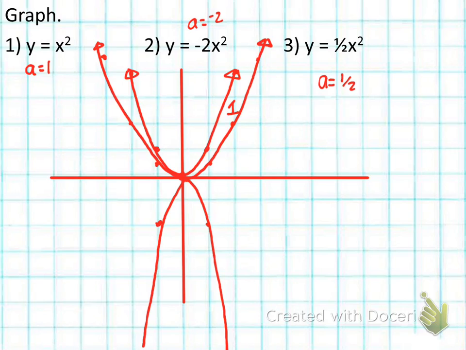Okay, so why don't you turn to your neighbor, ones tell the twos, just remind them of how do you know if it opens up or down, and then twos tell the ones, how do you know if it's going to be a wide graph or a narrow graph? Ready, set, go. So the concept is if A is closer to 0, it's going to be wider, okay?